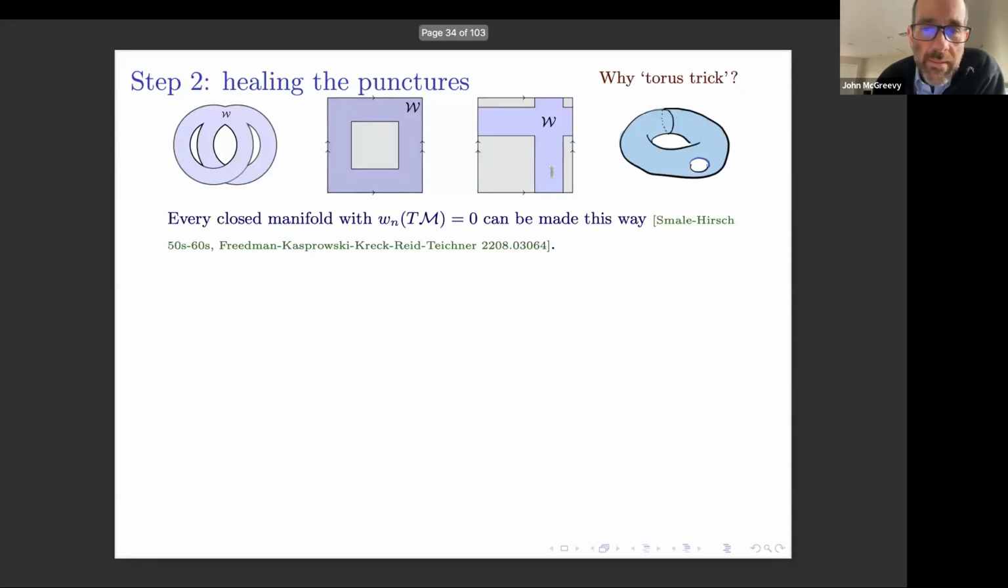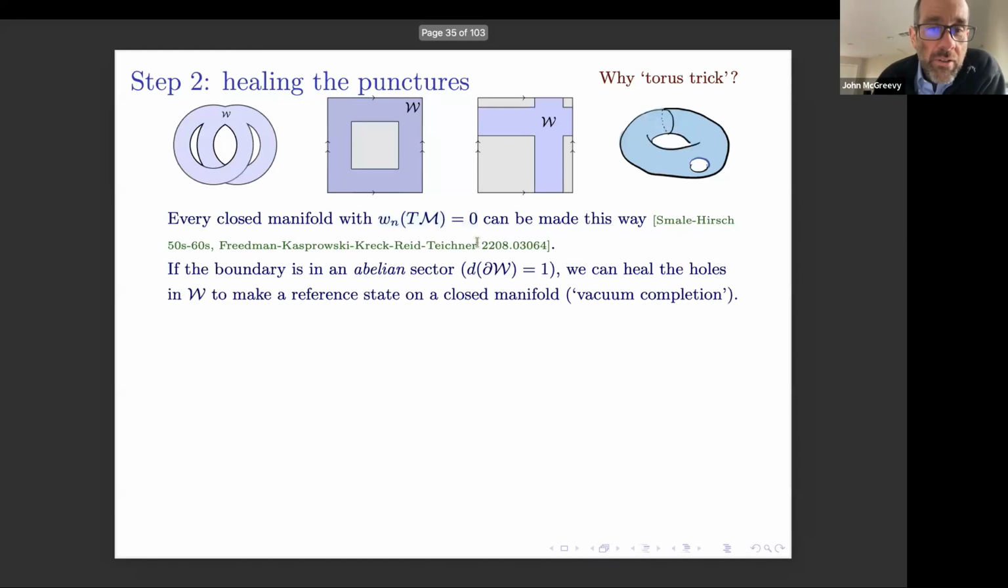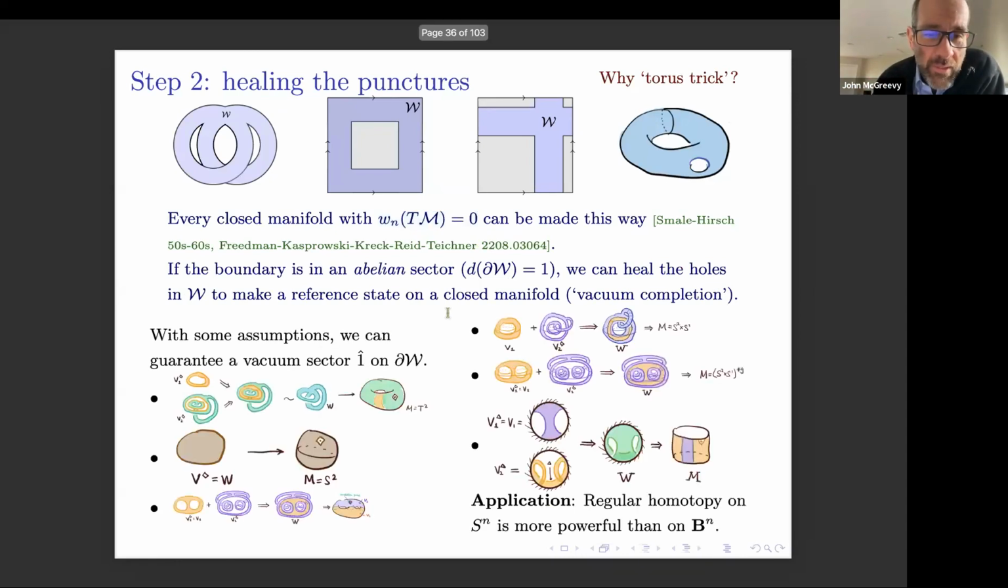And the key thing, which I'm not really going to explain: every closed manifold which has trivial Stiefel-Whitney classes of its tangent bundle can, if I puncture it, be immersed in the ball. And under some assumptions about the state on the puncture, we can heal the hole and make the closed manifold. Here's a picture of some ways of healing the hole for various manifolds, which I won't explain. But there are various manifolds for which we can construct a reference state.